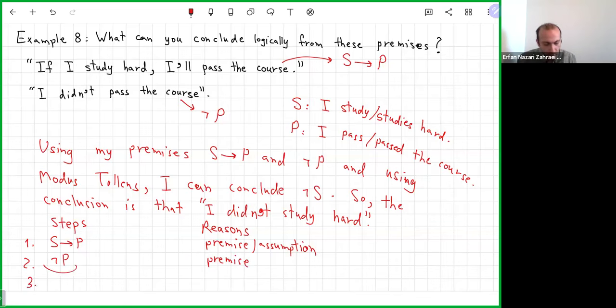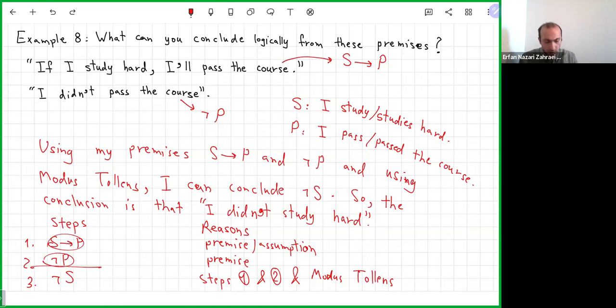And then from these, basically every step that I write is either a premise or a consequence of premises using a rule of inference or logical equivalence. So now I use steps 1 and 2 and modus tollens. Then I can conclude not S. Modus tollens is exactly having these two, you can conclude this.